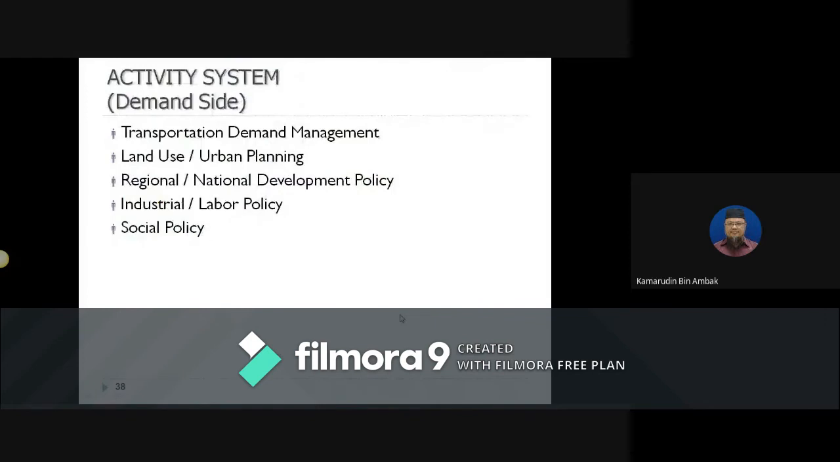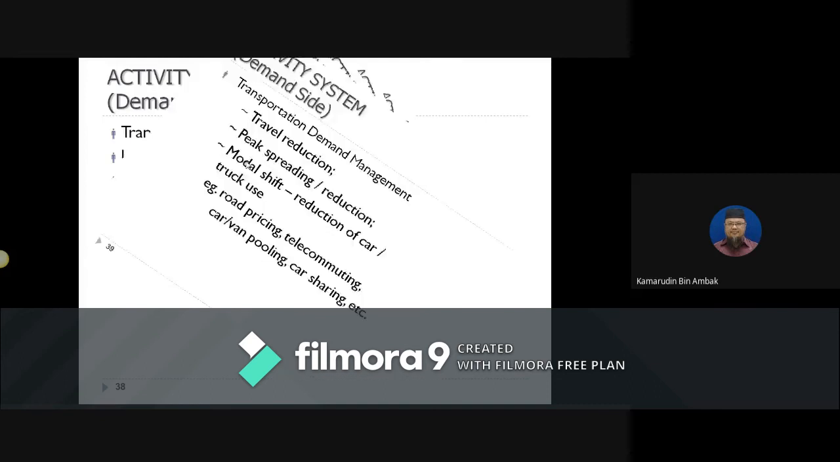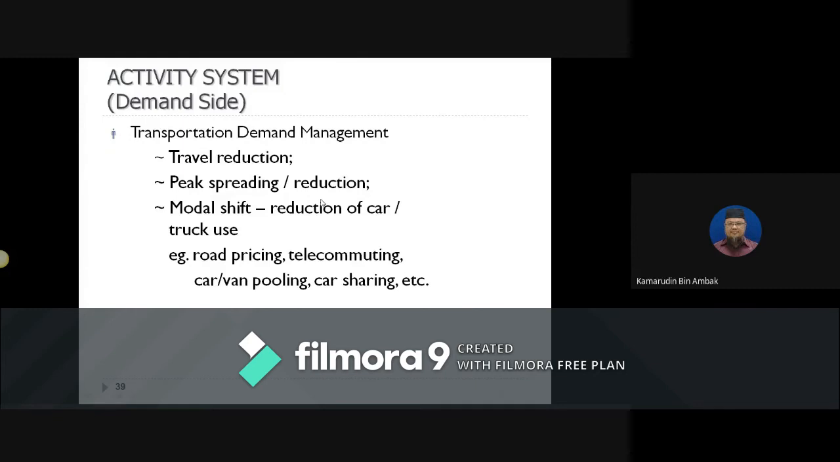Okay, the activity system on the demand side. They look at the transport system, TDM, on land use, urban planning, regional and national development policies, industrial, labor, and social policies. So this may fall to the policymaker or agency or authority side. Okay, we look at them one by one.